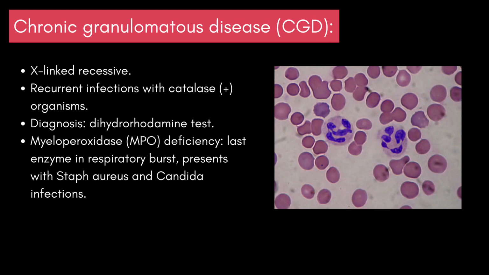Moving on. Next, let's take a look at chronic granulomatous disease, also known as CGD, X-linked recessive, recurrent infections with catalase-positive organisms. Diagnosis, dihydrorhodamine test. Myeloperoxidase, MPO, deficiency, last enzyme in respiratory burst, presents with Staph aureus and Candida infections.